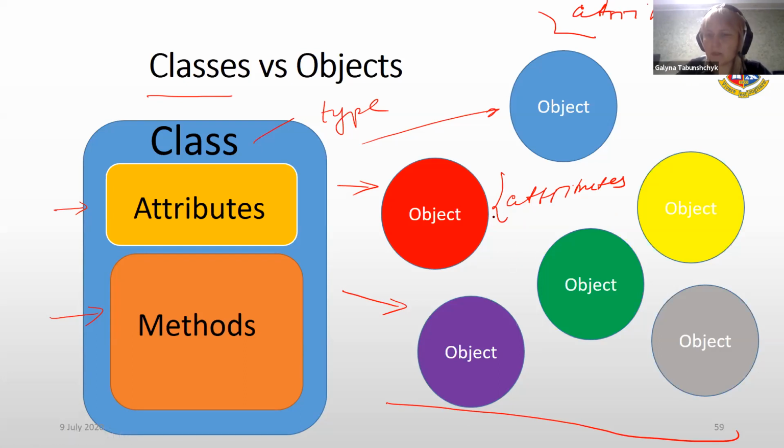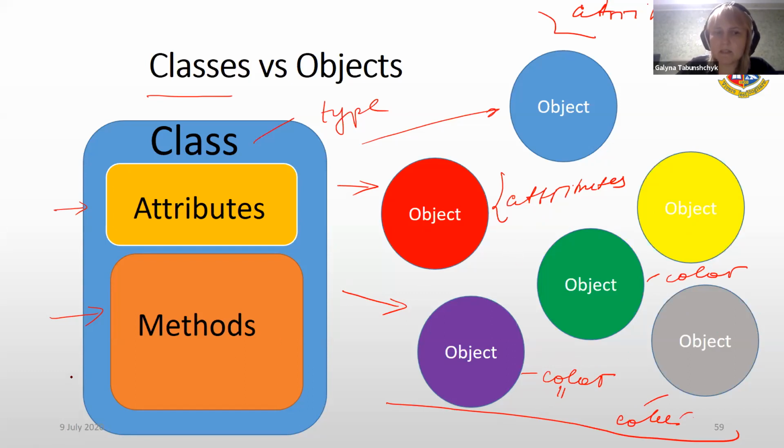For example, like on this picture, you see we have 6 circles, yes? Each circle has attribute color. So all circles have the attribute color, but each circle has its personal value. This is violet, this is green, this is gray, this is yellow, this is blue, this is red. So all objects of the same class have the same number of attributes, and they all have the same behavior.